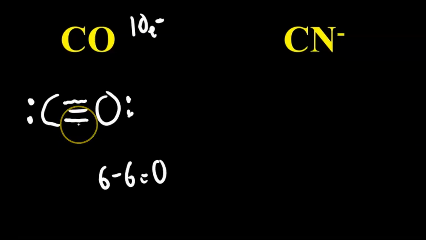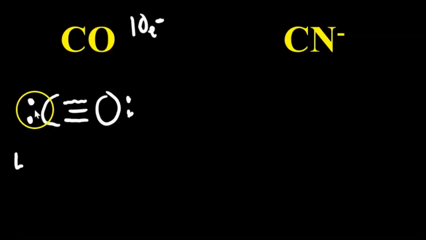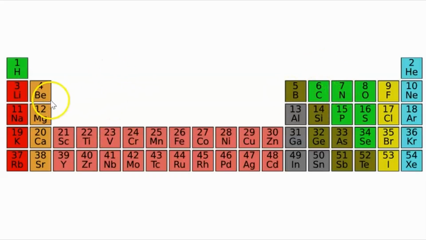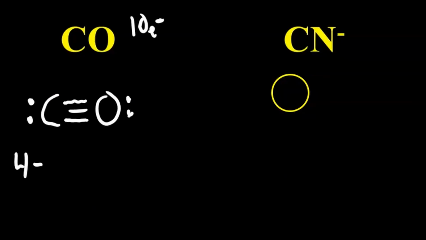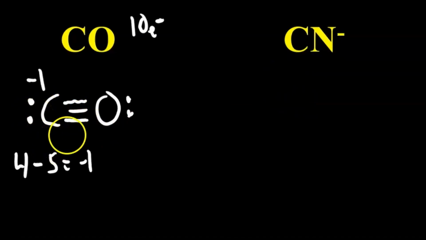But since we moved electrons around, we got to recalculate the charge. So carbon has 4 expected, right, from the periodic table. Carbon's here, 1, 2, 3, 4. How many does it own? 1 from each bond, so there's 3 plus another 2. It owns 5, so its charge is -1.